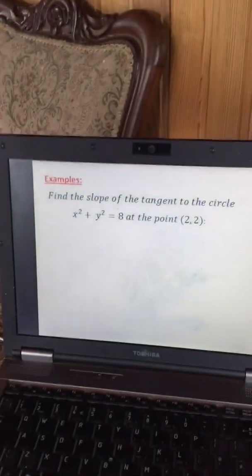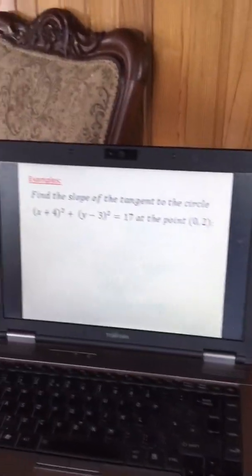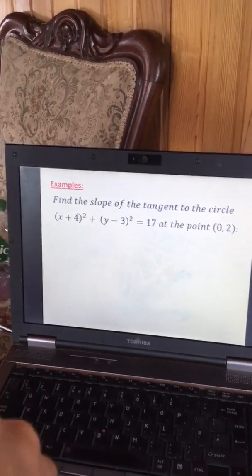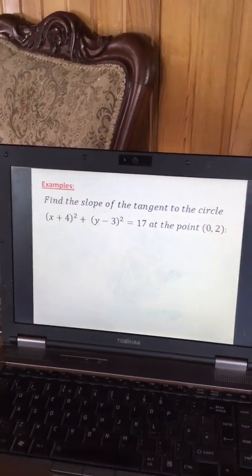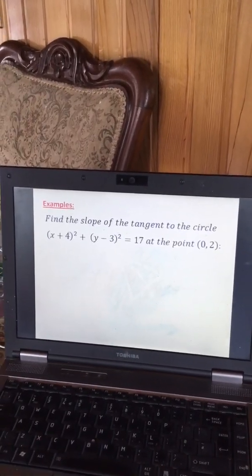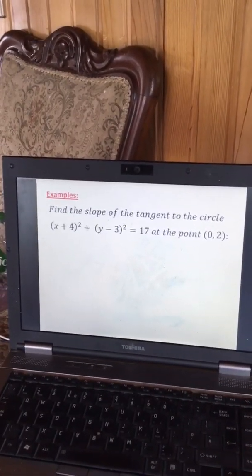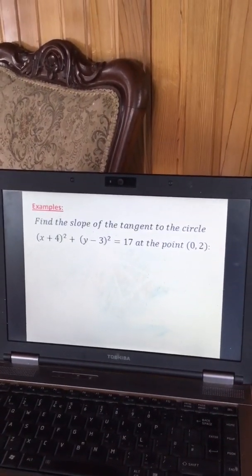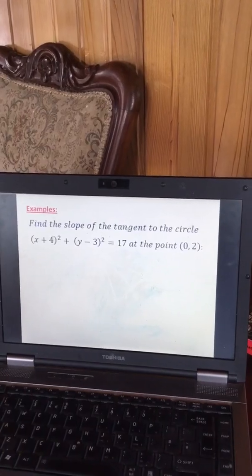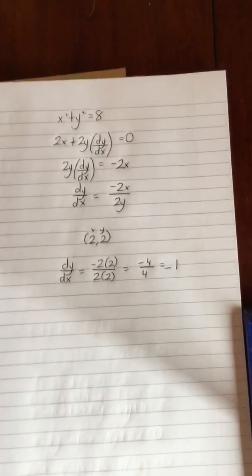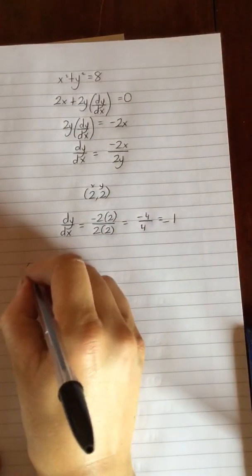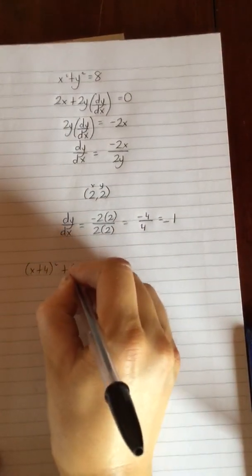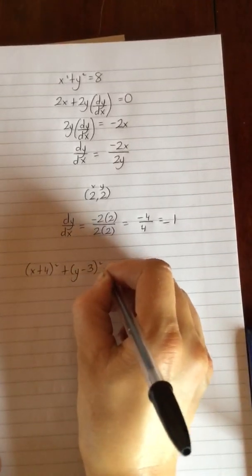And the last one here is the same type of question, but you have a different circle equation. You have this type of circle equation here. So again, that's one that we need to multiply out. And after we multiply out, we then find dy dx. But then I'm going to be subbing in 0 for x and 2 for y. So find this: x plus 4 all to be squared plus y minus 3 all to be squared equals 17. So that's x plus 4 all to be squared plus y minus 3 all to be squared equals 17.